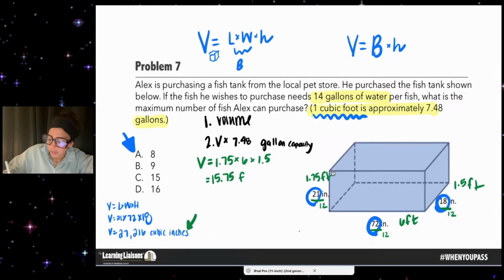15.75 feet cubed. Now, looking at my plan of attack, I need to multiply that times 7.48 because each cubic foot equals 7.48 gallons of water. And so if each cubic foot equals that much water, I need to multiply.